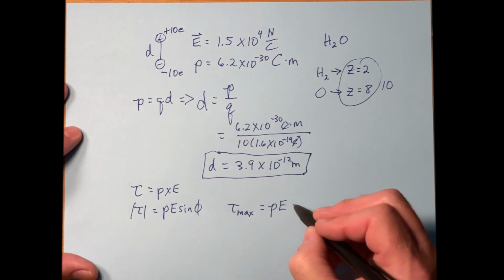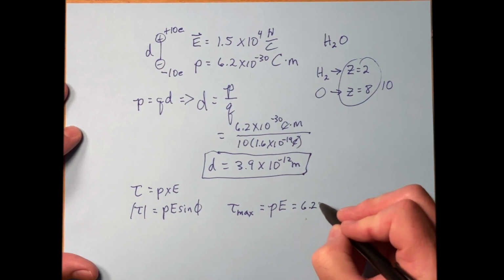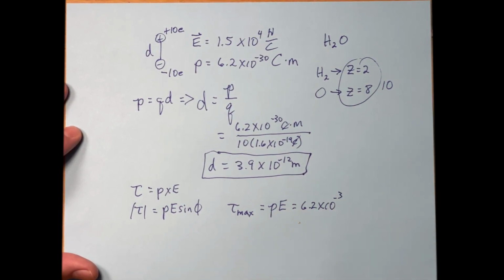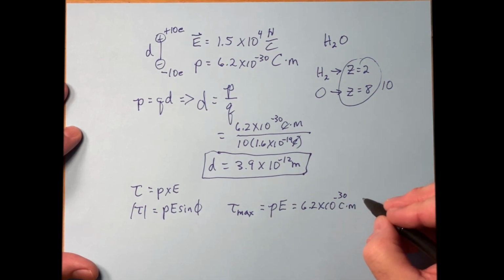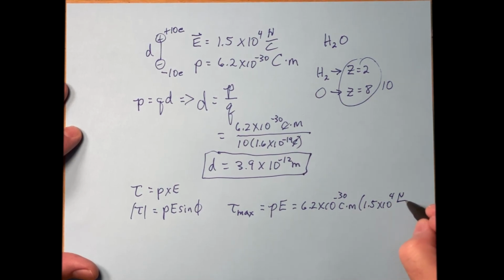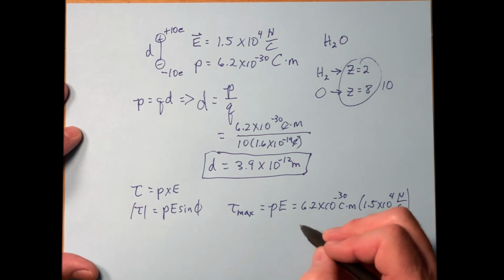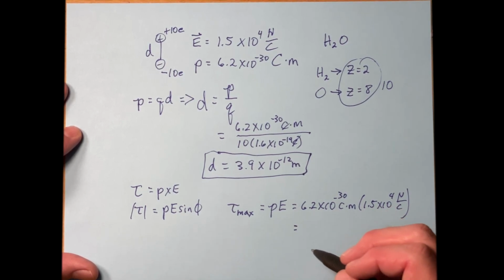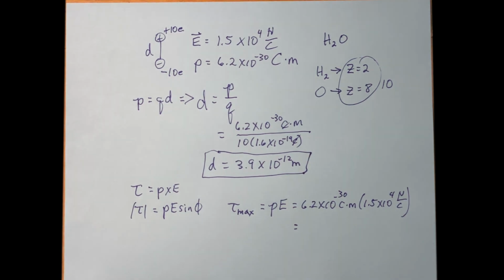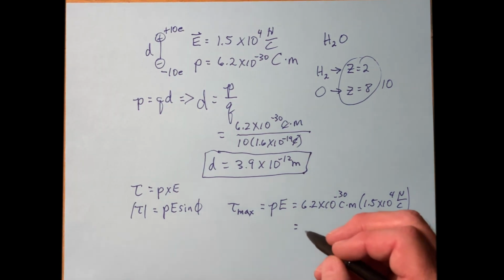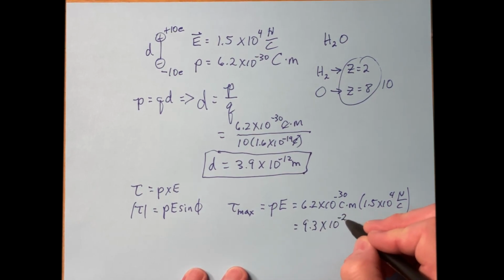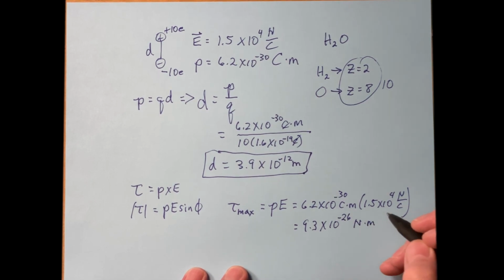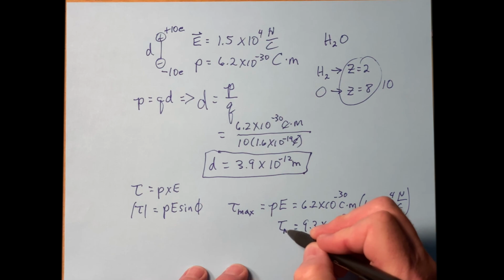So if I plug in the numbers for that, P is 6.2 times 10 to the negative 30th coulomb meters times E, which is 1.5 times 10 to the 4th Newton per coulomb. That turns out to be, what does that turn out to be? 9.3 times 10 to the negative 26 Newton meters. So that's the max torque for this problem.